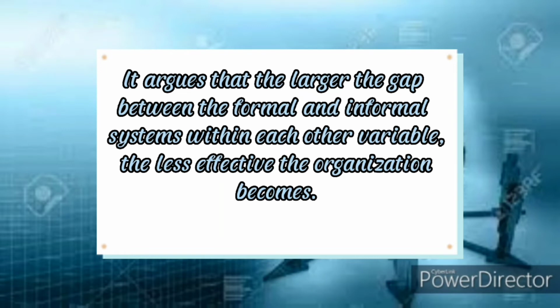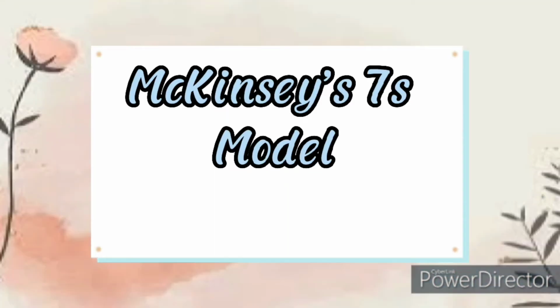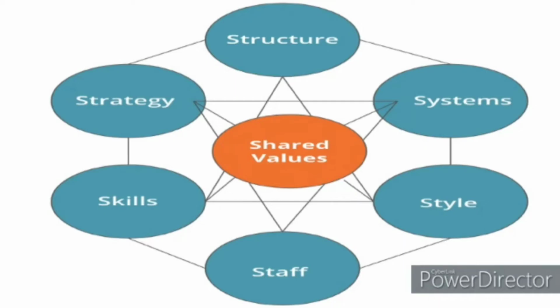less effective the organization becomes, while McKinsey's 7-S is a model for assessing organization strategy, structure, systems, style of leadership, shared values, staff, and skills. It emphasizes that the 7 elements should be aligned with one another.